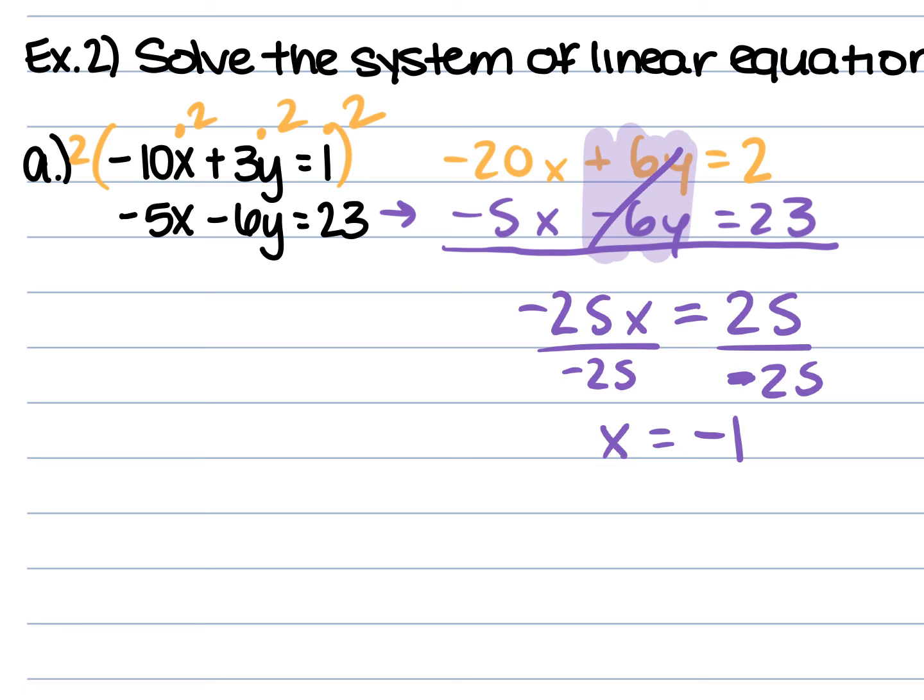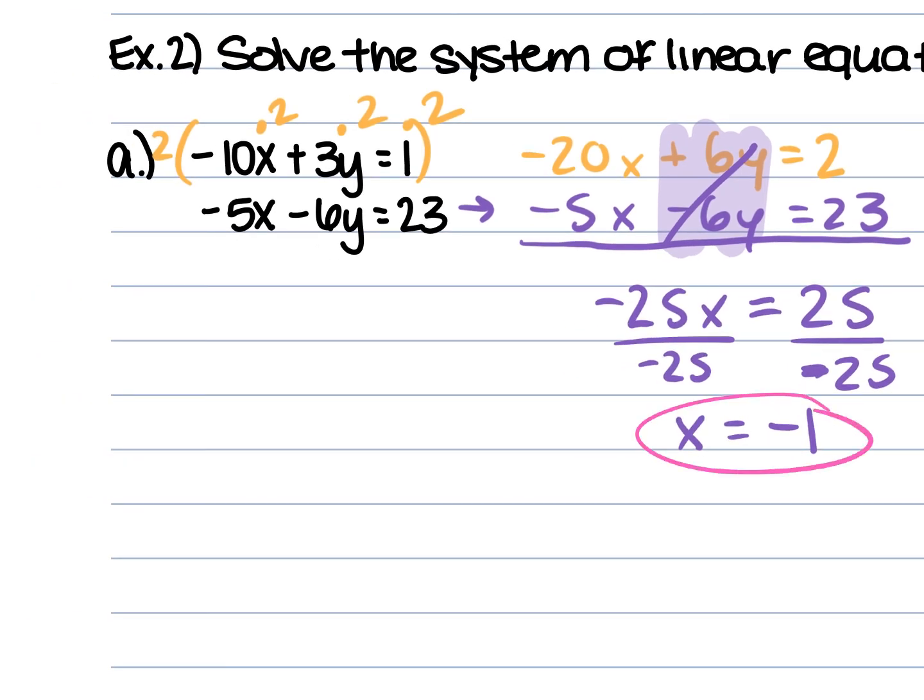So I found half my answer. How do I find the other half? Plug it into x. Which equation do you want to plug it into? The second one? It doesn't matter. Just make sure you're plugging it into x. So I'm going to plug it into the second one. I have negative 5 times negative 1 minus 6y is equal to 23.